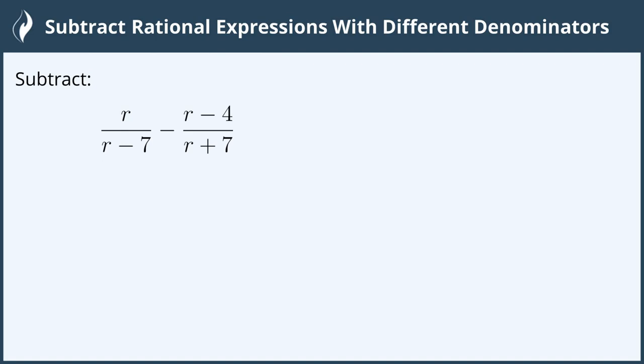Hi everyone! In this video we will subtract rational expressions with different denominators. Subtract r divided by r minus 7 minus r minus 4 divided by r plus 7. We need to find the lowest common denominator.